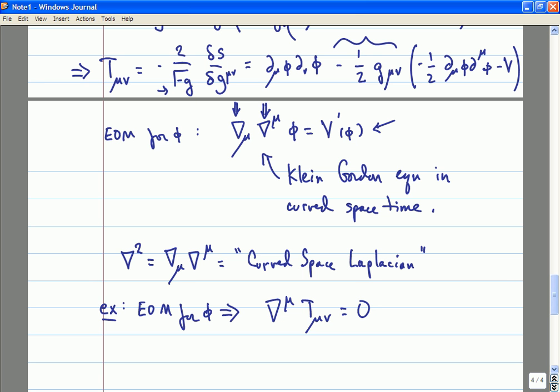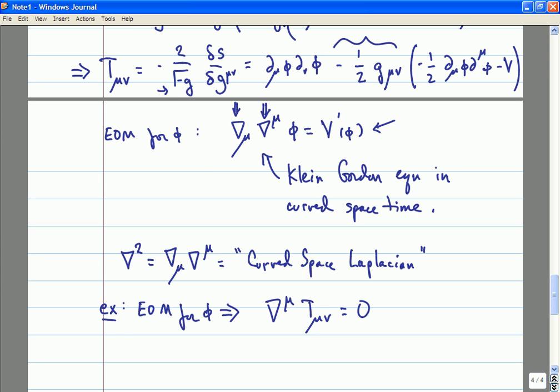So far, I haven't been terribly specific about what my potential V of phi is. And in particular, V could be some horrifyingly complicated function of phi, which would mean that the equation of motion that we have written is something horribly nonlinear. The Klein-Gordon equation would be horribly nonlinear, and in that case, these equations would be very difficult to solve. And so, finding a solution of the scalar field equation alone, much less the equations of the scalar field coupled to general relativity, would be quite a substantial task.